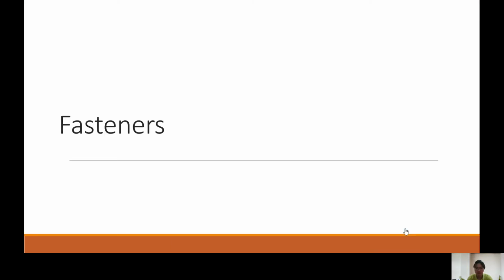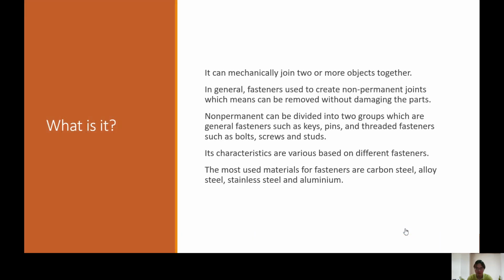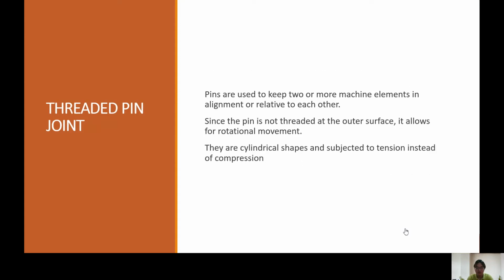Next, I will explain the fastener. It can mechanically join two or more objects together. Fasteners are usually used to create non-permanent joints, which cause no damage to the parts. Different fasteners have different characteristics. The most used materials are carbon steel, alloy steel, stainless steel, and aluminum. A threaded pin joint is used in this case. It is used to keep two or more elements in alignment relative to each other.